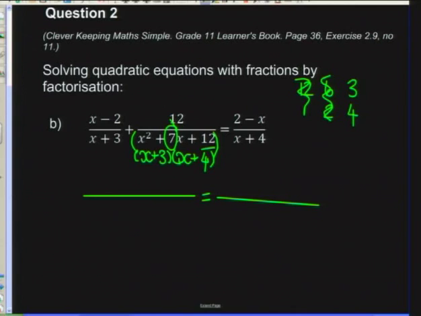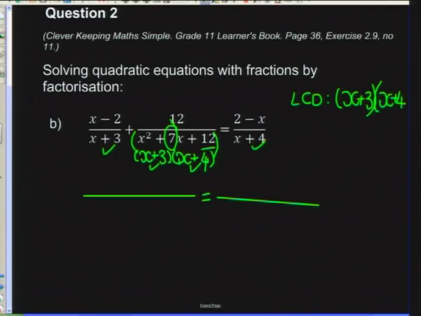Which means, what is my LCD going to be? Let's just take that away and write it over here. Our lowest common denominator: I've got an x plus 3 over here and an x plus 3 over here, so we're going to have x plus 3 in my denominator. And I've got an x plus 4 and an x plus 4. So I am going to put those over there.